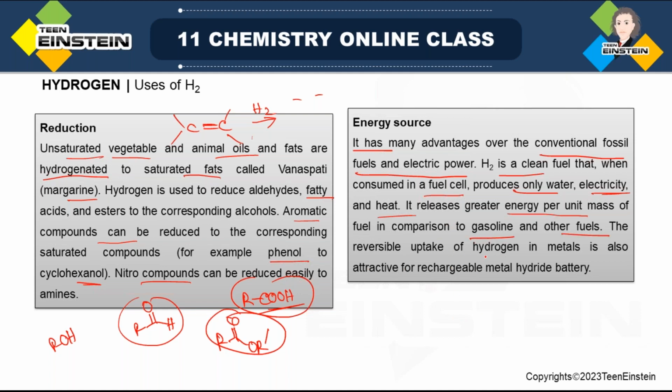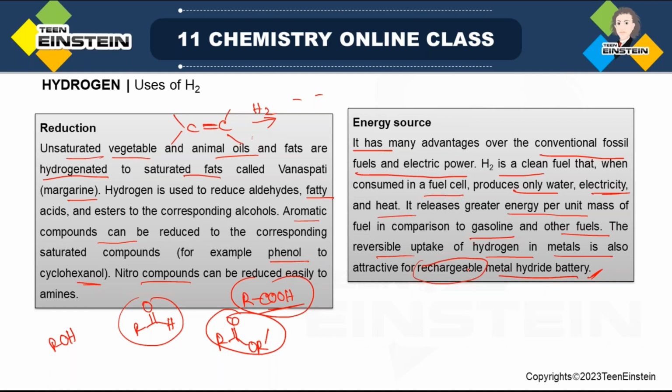Another point is the reversible uptake of hydrogen in metals. Metals have a reversible reaction with hydrogen, and that is the reason why we can make a metal hydride battery. A metal hydride battery is rechargeable. So that is a very good point. Once the battery is used, we can reuse it. That is why it is rechargeable. You can charge it again because of this reversible reaction. So that is why we can make a rechargeable metal hydride battery.